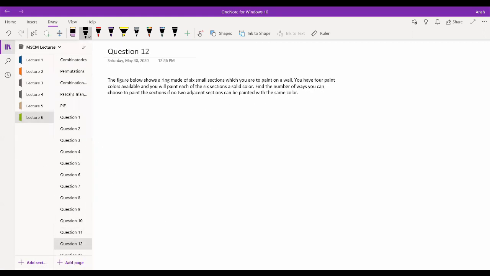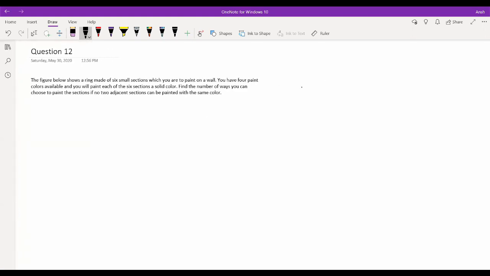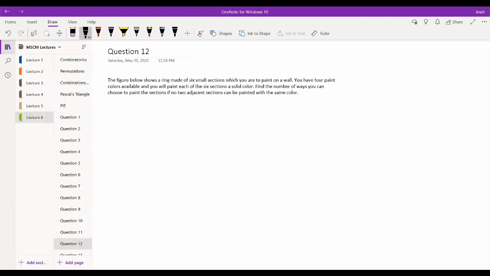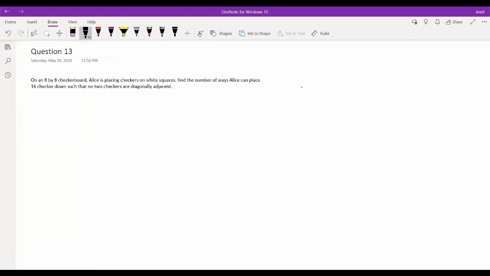So moving on, we have the figure below, or we don't really have a figure, but this is not the right problem. Sorry, one sec. So this is the problem, there we go.